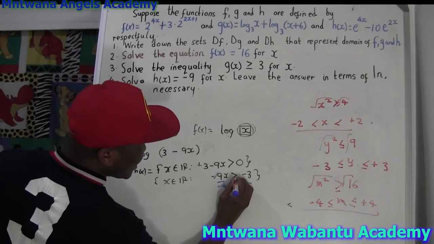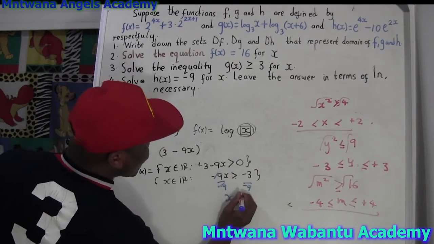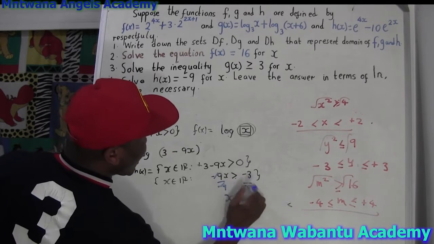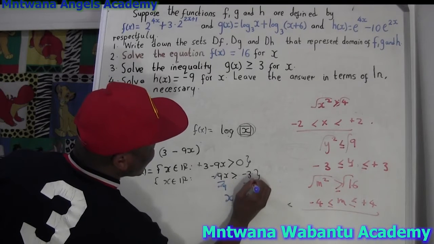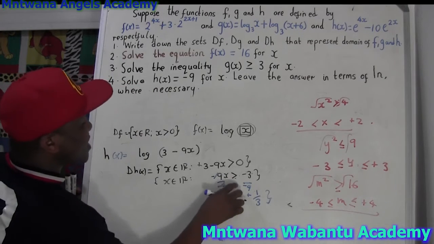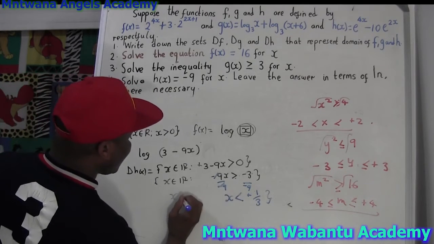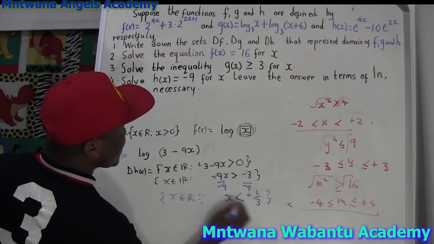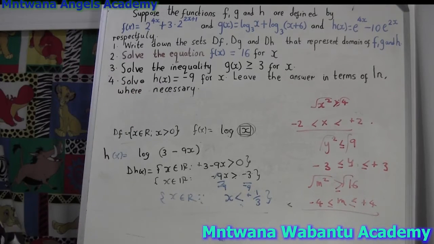So this is going to be x, and you see, this direction is going to change. It's going to get the opposite direction. So x is less than negative 3 divided by negative 9, which is 1 over 3. Only if you divide by a negative, the direction of the inequality changes. So that's how you get the domain for a logarithm.